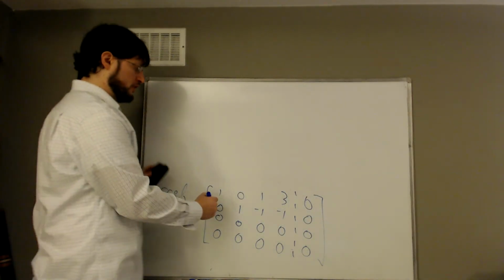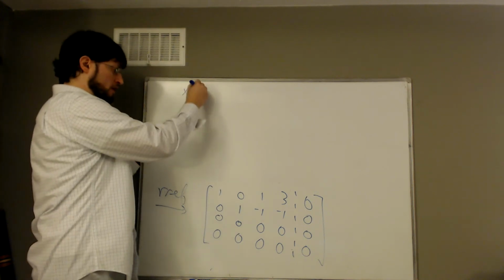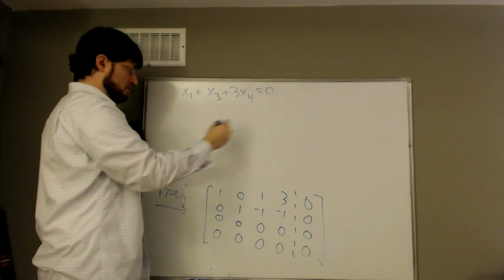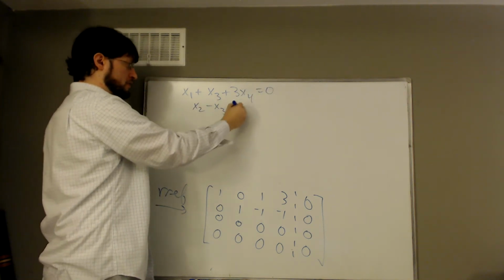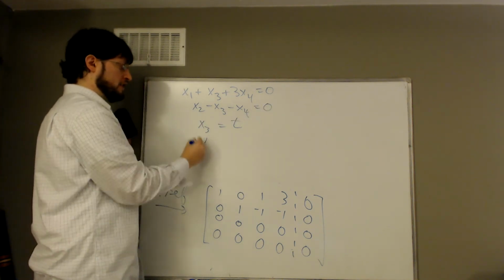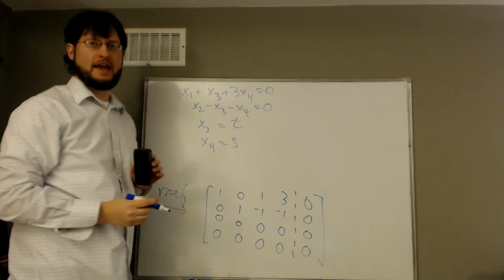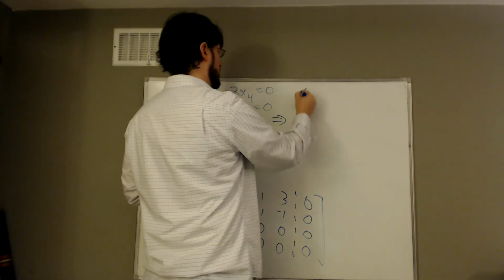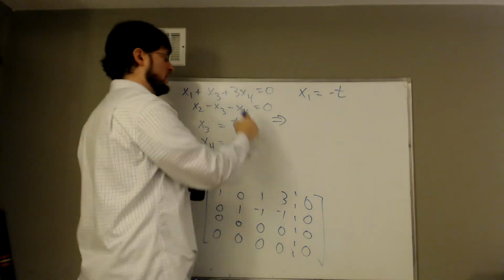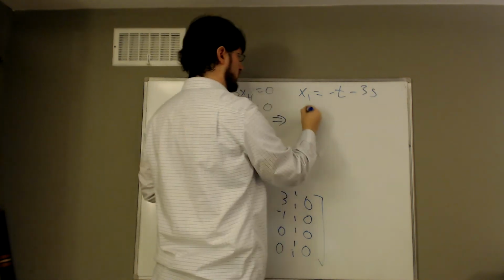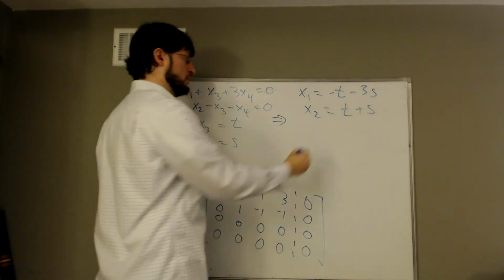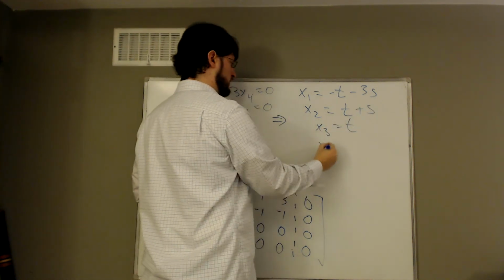And in order to do so, we read this as x1 plus x3 plus 3x4 is 0. x2 minus x3 minus x4 is 0. x3 is free, so let's call that t. x4 is free, so let's call that s. So this becomes x1, if I bring these things over, that's negative x3, which is negative t, minus 3s. x2 becomes t plus s, x3 is t, and x4 is s.